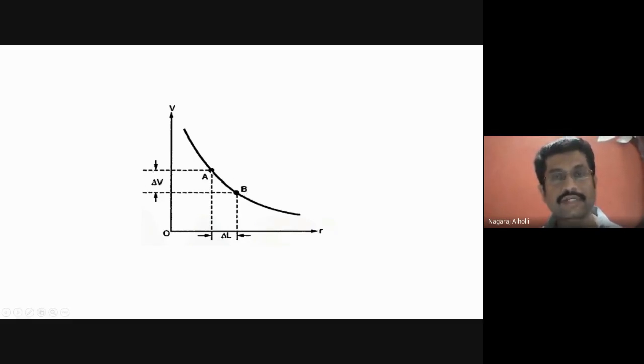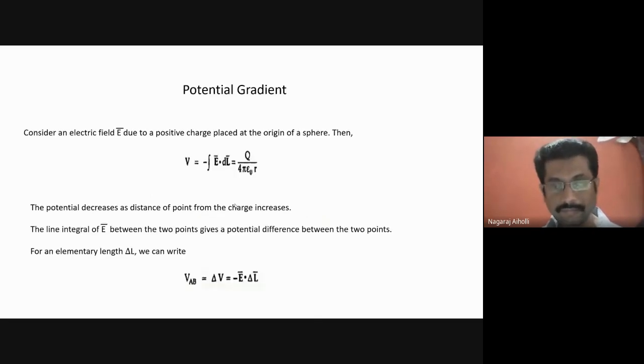At A there is some potential, at B there is some potential. The difference between the potential at point A and point B is delta V. Similarly, at A there is some length and at B there is some length. If we take the difference between those two lengths, then we'll get a small incremental length, that is our delta L. Now, if we consider this, then I can write one more equation here.